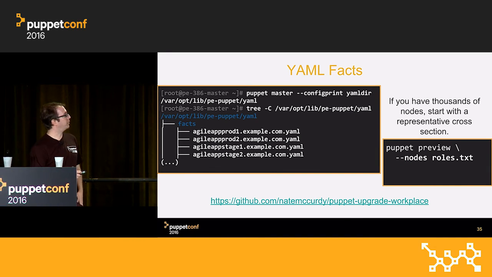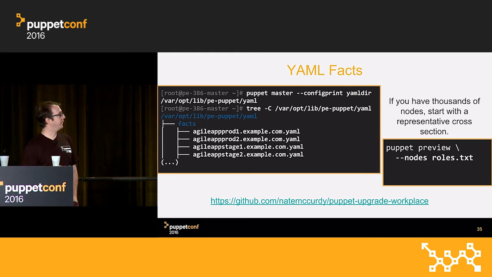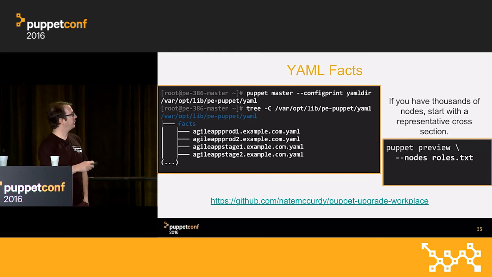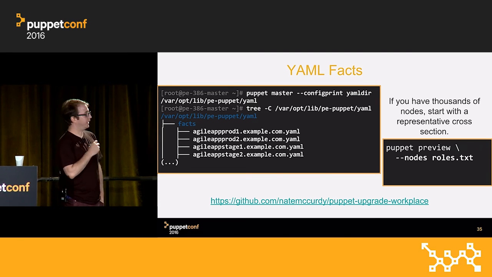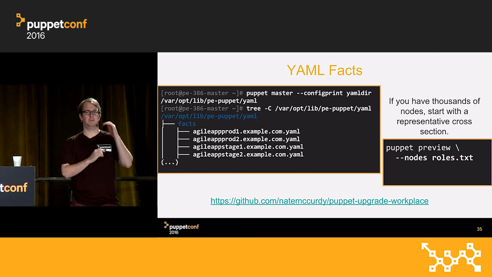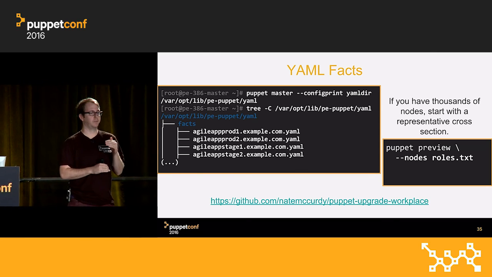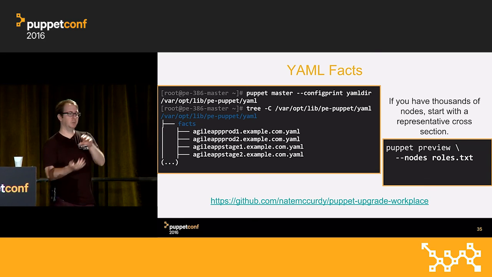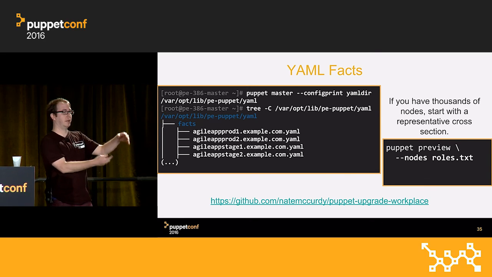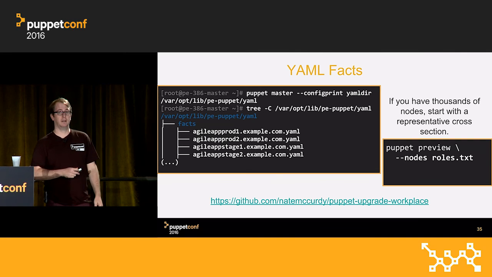So on your production Puppet master, if you do --config print yamldir, you'll see this directory with a facts folder and a nodes folder. Inside the facts folder are all these YAML files. Those are the latest list of facts submitted by each of the agents. So you can take those, copy the entire facts folder, move it onto your preview box. Now you have access to all those facts, and you can compile catalogs.